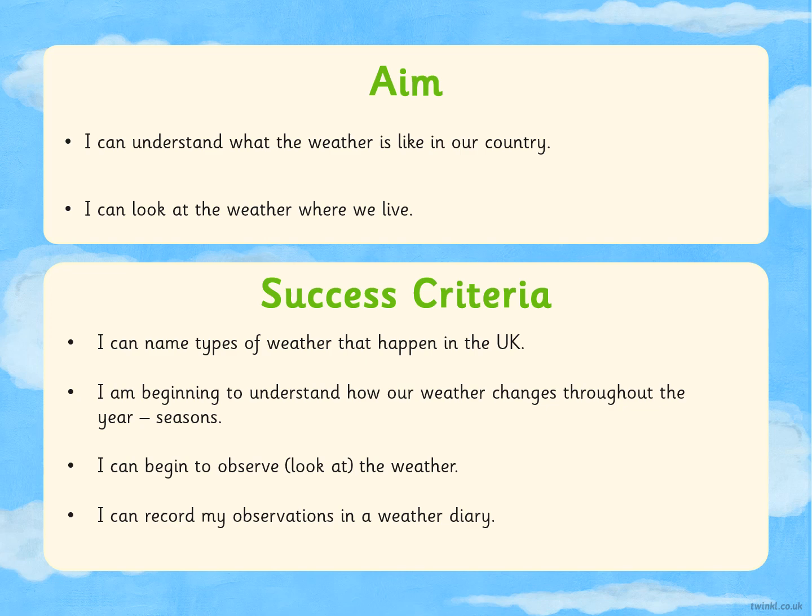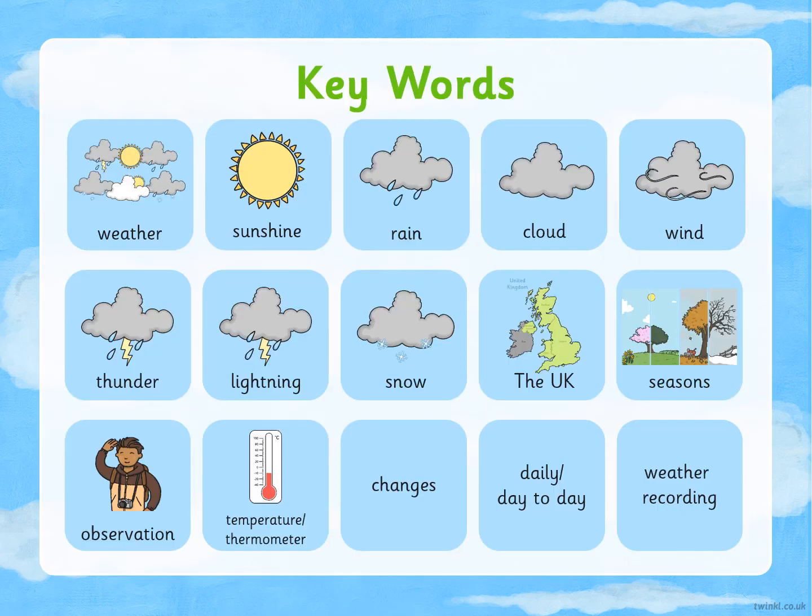At the end, I hope you'll be able to name different types of weather in the UK. Talk about how the weather changes through the year. Talk about how you can observe or look at the weather and how we record this in a weather diary. These are some useful keywords that you might want to come back to later.